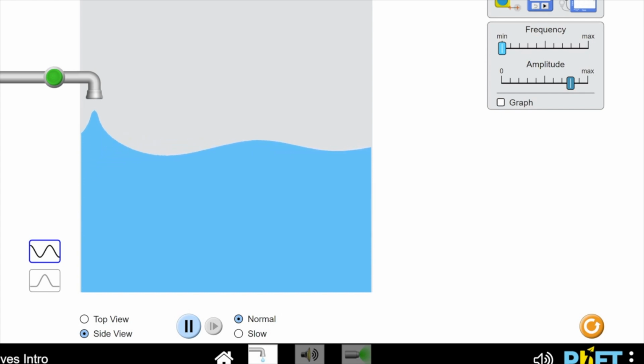I'm actually going to pause, just let the water settle. So I've paused, no more drips, and you can see now the water will settle. Frequency is the number of waves produced per second. So if you've got a low frequency, you've got a low number of waves produced every second, just like this.